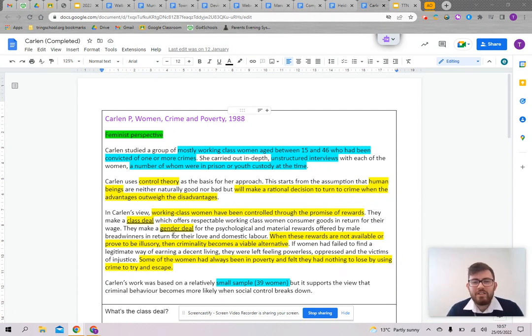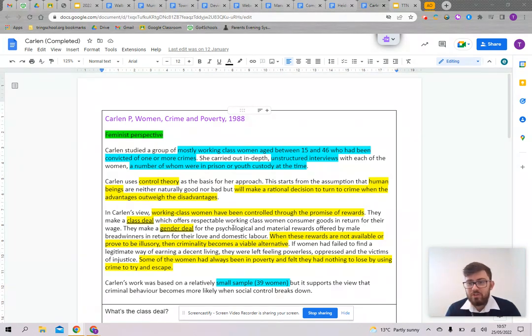But they also make a gender deal, and this is where it becomes a bit more feminist. Okay, they make a gender deal for the psychological and material rewards offered by male breadwinners in return for their love and domestic labor. So the idea that they trade off being a housewife, doing stuff around the house, and also loving their partner, in return for psychological and material rewards. Now, the psychological rewards are literally companionship and just keeping people on a level basis in terms of their psyche.